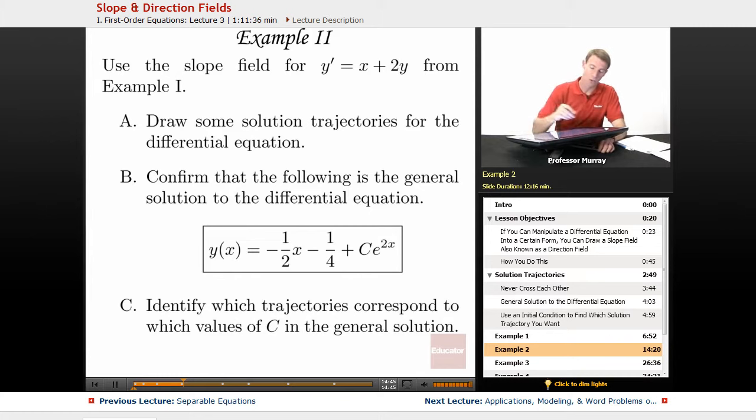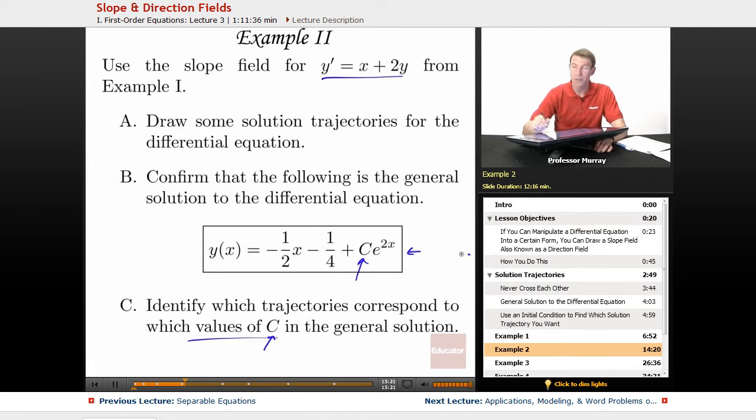What we'll do with it is we'll draw some solution trajectories to the differential equation. We're going to check that this equation right here is the general solution to the differential equation. So we'll actually plug it into the differential equation, and we'll check and make sure that it works, that it's the general solution. And then we'll look back at our solution trajectories and try to understand which ones correspond to which values of that arbitrary constant. So that's that arbitrary constant right there. We'll try to figure out which solution trajectories correspond to which values of that arbitrary constant in the general solution.